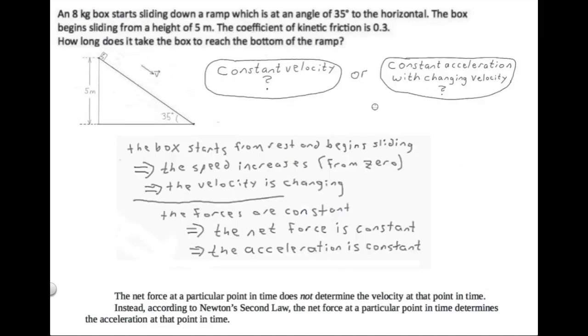There are two different types of kinematics that we could apply in an introductory course: constant velocity or constant acceleration with changing velocity. So let's decide which applies for this problem. The problem says that the box starts sliding down the ramp. That wording implies that the box starts sliding from rest. Well, if it begins from rest and begins sliding, that tells us that the velocity is changing. So we know that we are not dealing with constant velocity.